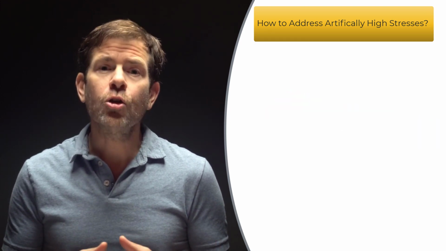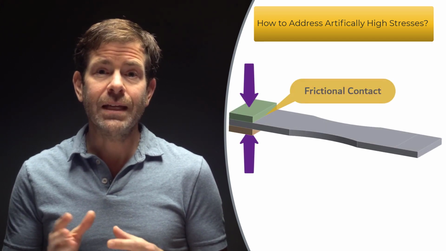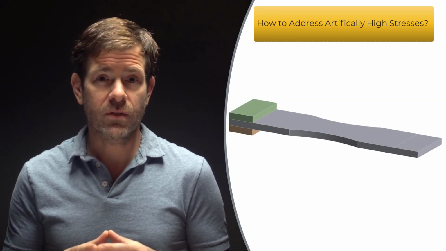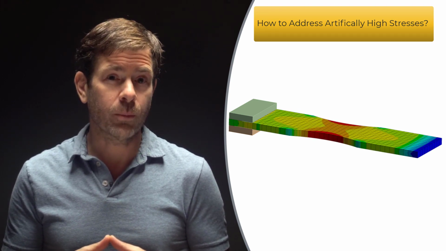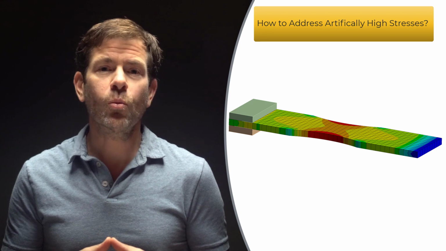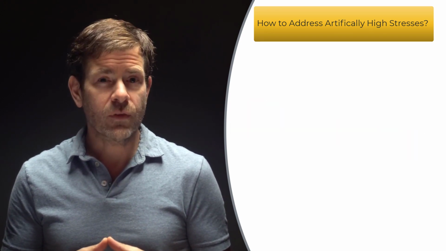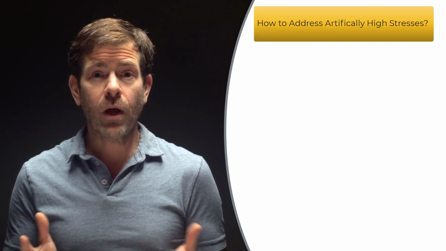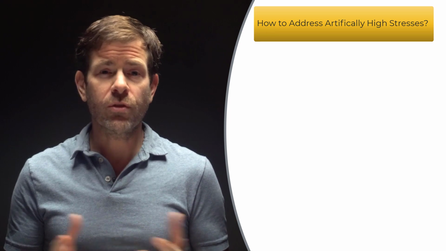On the other hand, we can model the clamping of the grips with frictional contact, and now we are not restricting the Poisson's effect. This results in no artificially high stresses developing, and the peak stresses are where we expect them to be. Now, in addition to the Poisson's effect, another situation where improper boundary conditions are an issue is a case of over-constraint with thermal expansion.